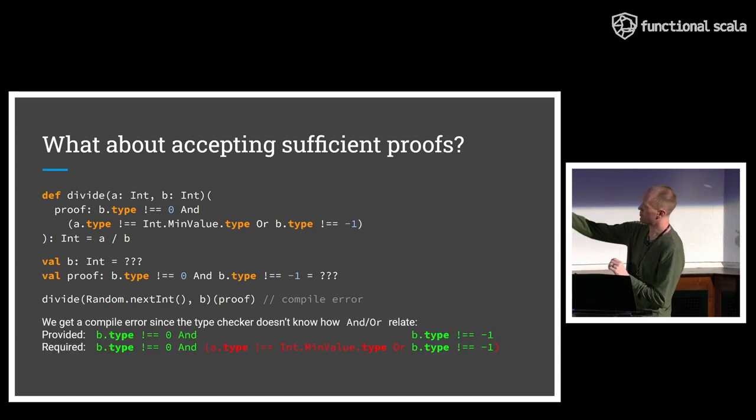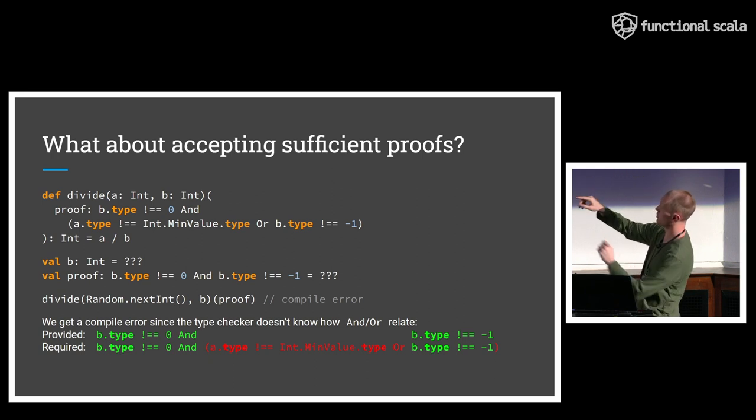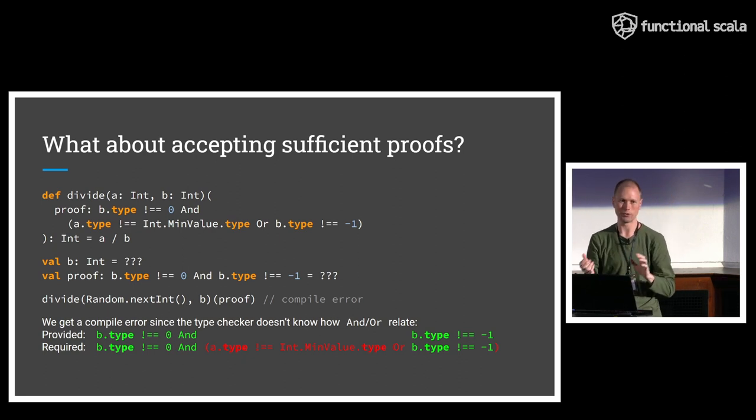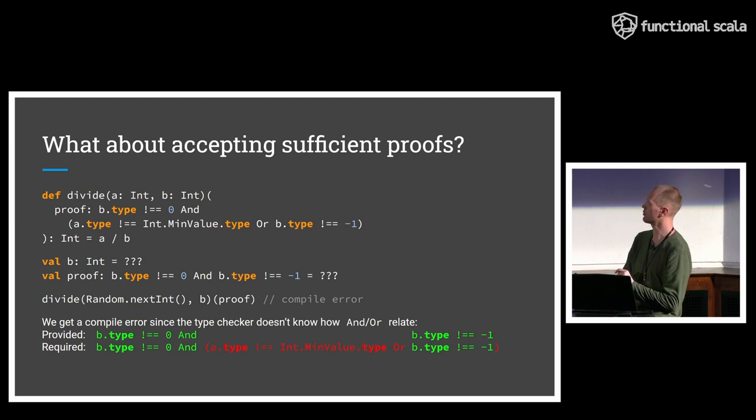Well, it's because we provided a B type not equal to 0 and B type not equal to -1, but it's requiring this whole thing where we have that missing or part, and our type system doesn't know that and or are supposed to work in some magical way where only one of the ors needs to check out. So how can we get that to work?